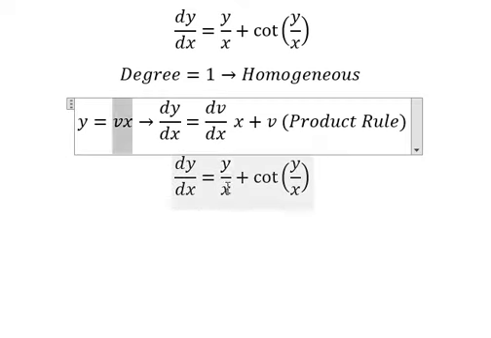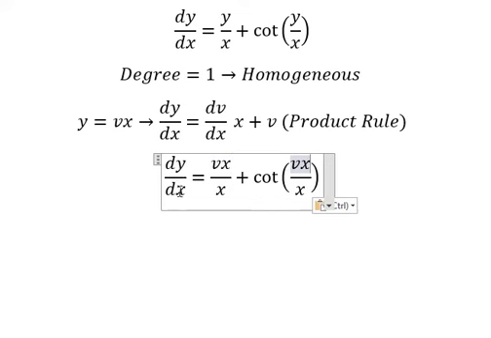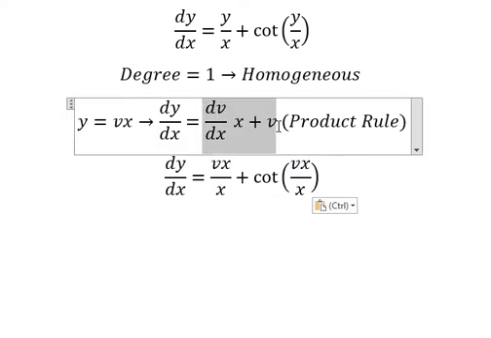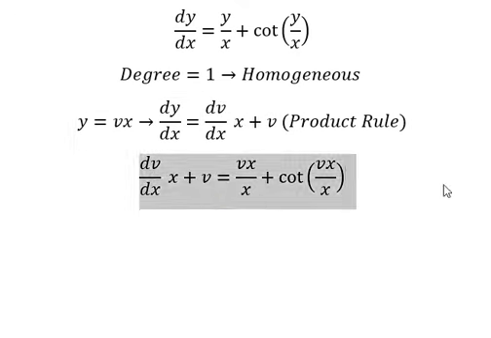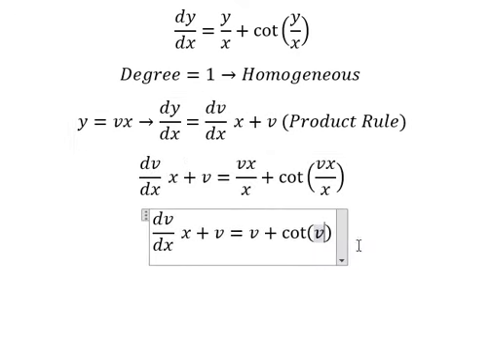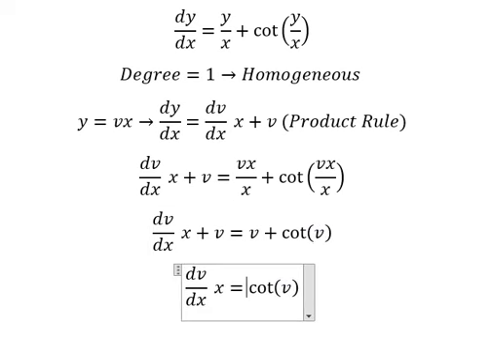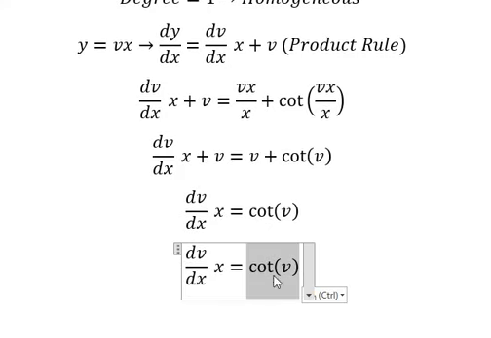So this one I will put in here and here. dy over dx we change by this one. So this one we change by v and v. V and v we simplify. Next we put cosine v to the left, dx and x to the right.